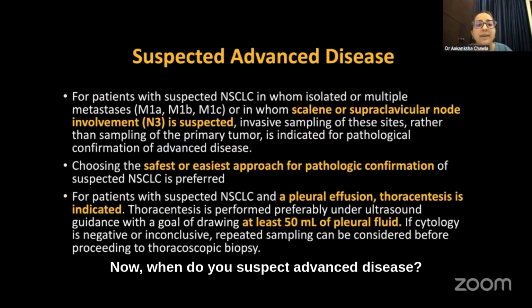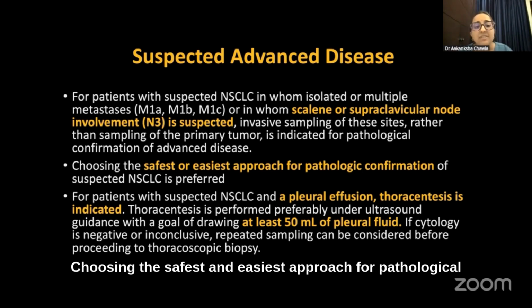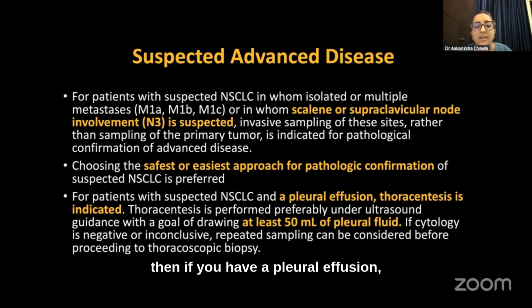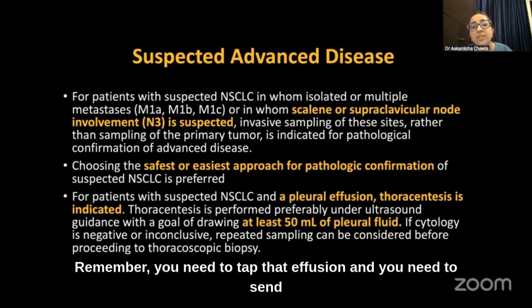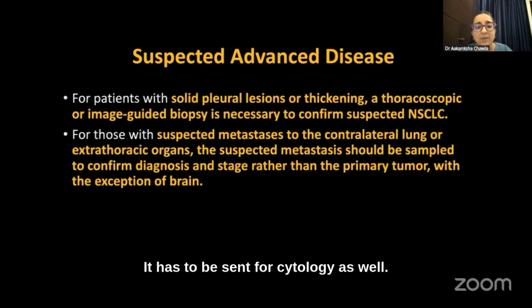Now, when do you suspect advanced disease? When there is presence of scalene or supraclavicular node involvement. Choosing the safest and easiest approach for pathological confirmation is preferred for non-small cell. Then if you have a pleural effusion, thoracocentesis should be done. Remember, you need to tap that effusion and you need to send a minimum of 50 ml of pleural fluid. It has to be sent for cytology as well.